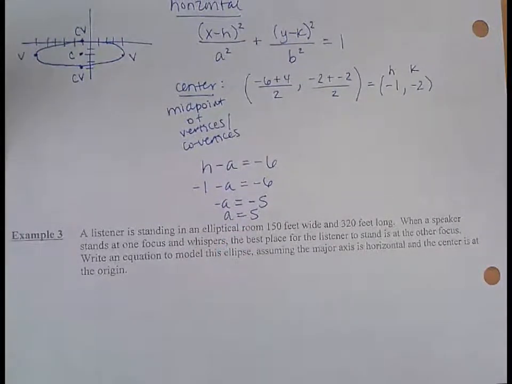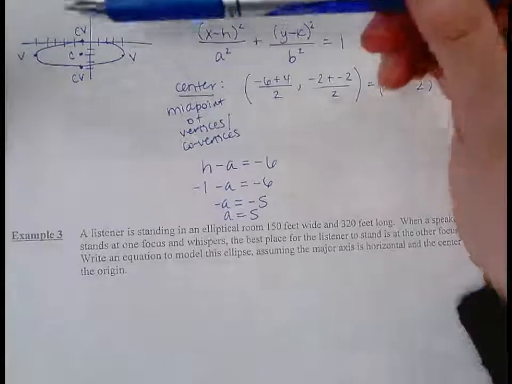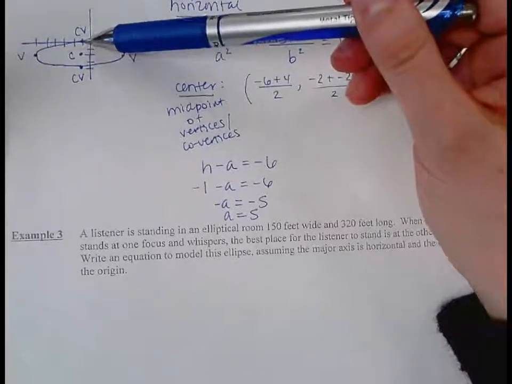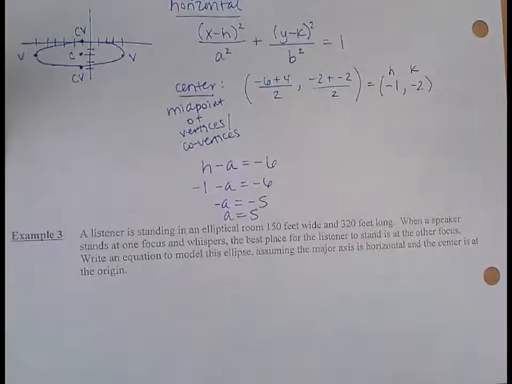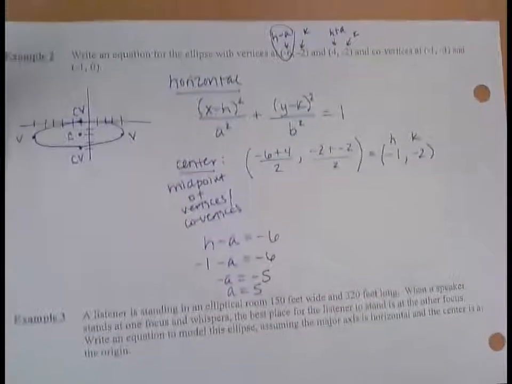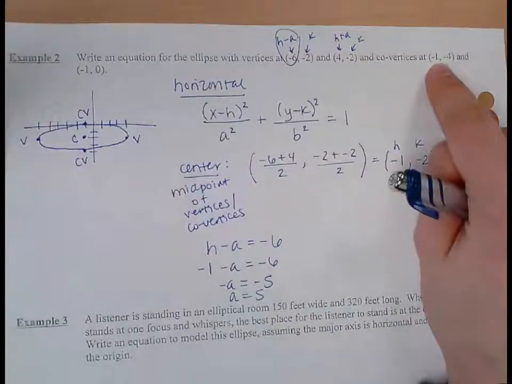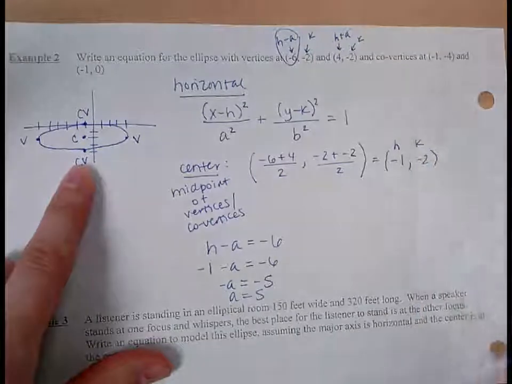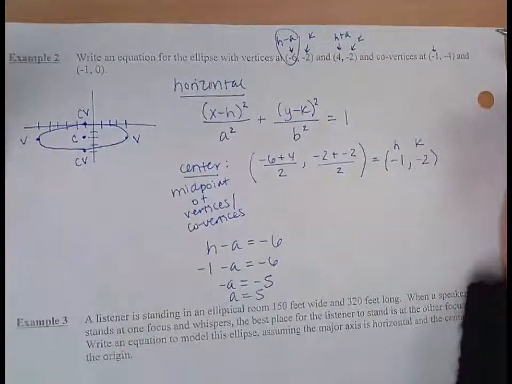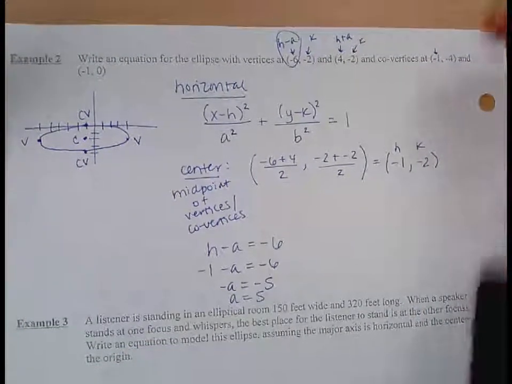Okay, now B, same thing. B, in the previous example, I told you B is the distance from the center to a covertex. I could certainly find the distance between the center and a covertex either using the distance formula or just by counting the units on my graph or using formulas. So I know (-1, -4) was my bottom covertex.